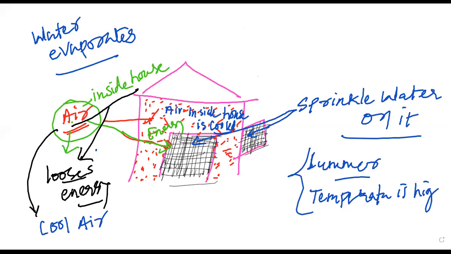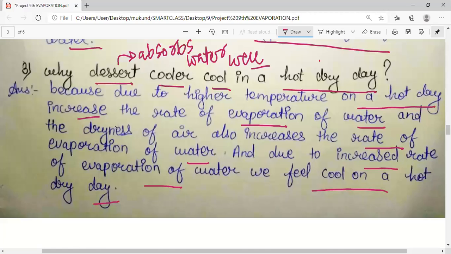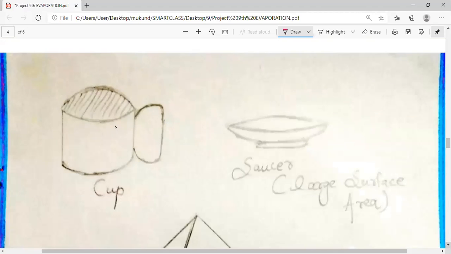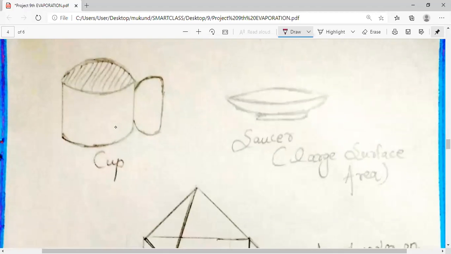So that is why on a hot summer day we use the desert cooler. Thus on a hot dry day, my dear students, the desert cooler cools our house. And that is what we need. And that is why we use the desert cooler.